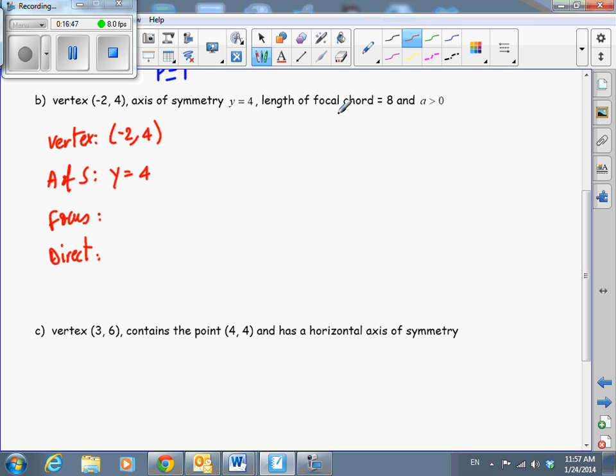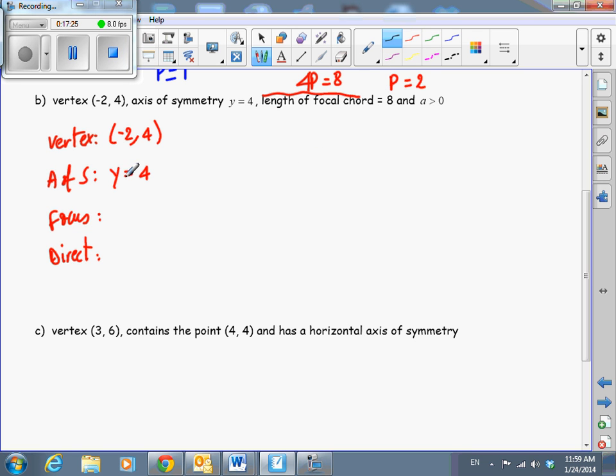The length of the focal chord. The length of the focal chord is how many p's? How many p's on each focus, by each focus point? 2 p's. Write it on your blue paper if needed. The length of the focal chord is actually 4p. Since 4p is equal to 8, what is the value of p? 2. Very good. Well, I can write the equation already. I don't need anything else. Remember, our goal is to write the equation.